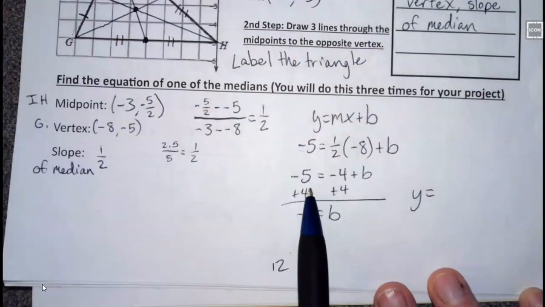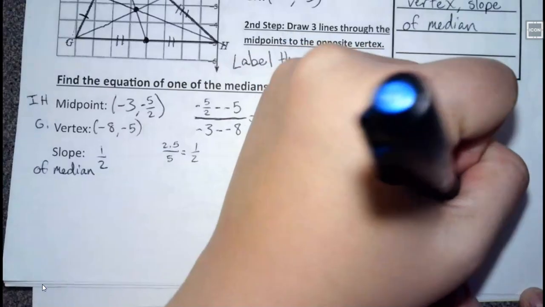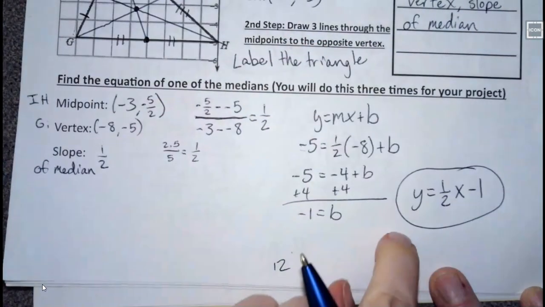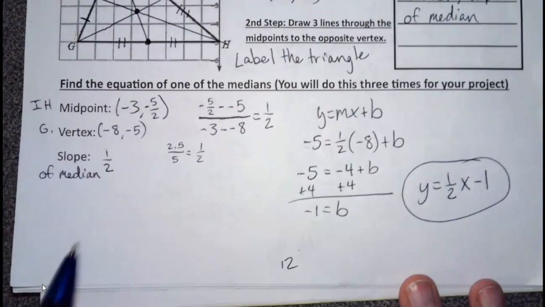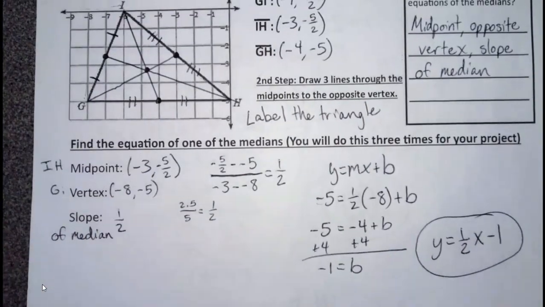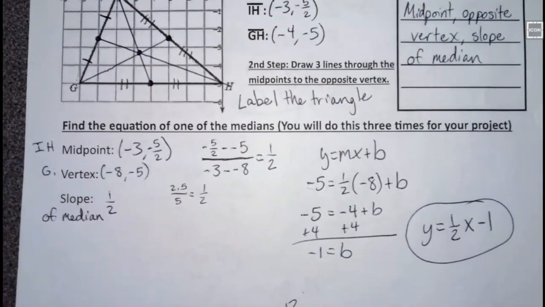All right, when we solve for b, we get -1, so y equals 1/2 x minus 1. I have done one of these problems. Now, on the project, you are going to have to find all 3 of those equations, but this shows you the process to find one.